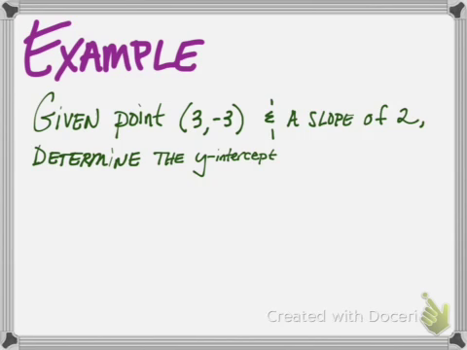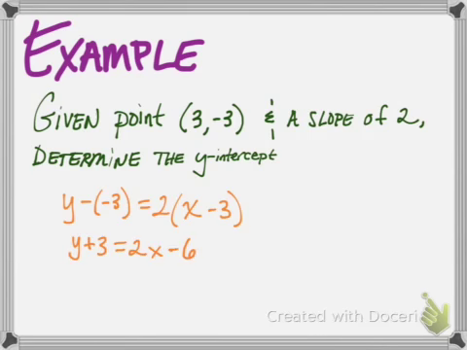All right, here's another one. Given a point, (3, -3), and a slope of 2, determine the y-intercept. I want to go through and basically solve, so I want to get it into the slope-intercept form. I get y equals 2x minus 9. That's my y-intercept. Is there another way that we could do this?